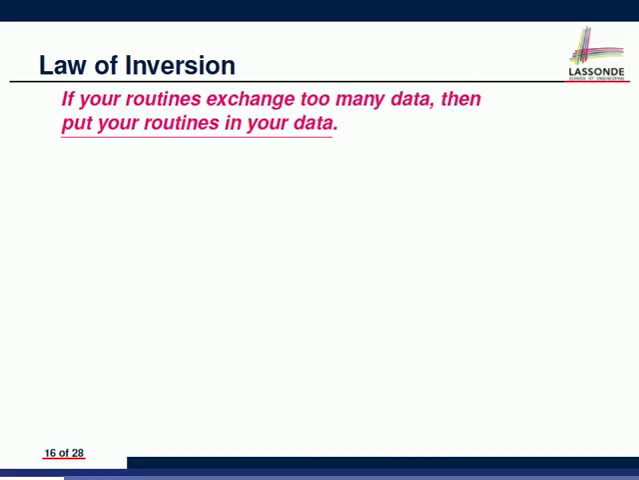Then, if you exchange too many data, what kind of data are we keep exchanging? The states, the current states, right? We're exchanging the state way too much. In that case, put your routines in your data. What that simply means, in the OO context, is make the states a class, rather than just a single integer. That's maybe a little bit counterintuitive for now, but let's think in this way. This is how I think about it.